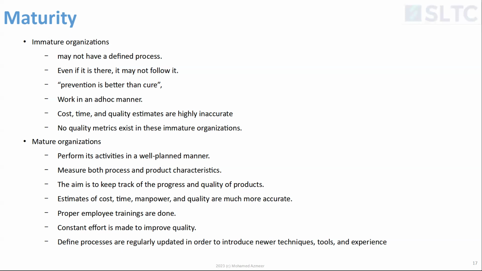Look at the next point. Serious problem. Cost, time, quality estimates are highly inaccurate. So when a customer asks you, okay, how much do you want for this software? You have no idea how much to quote because there is no quality metrics, nothing. So you might say, okay, give me 200,000 rupees.